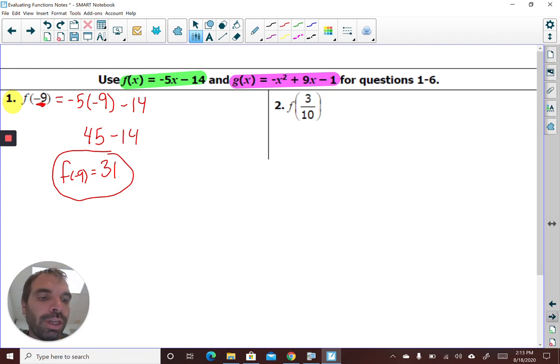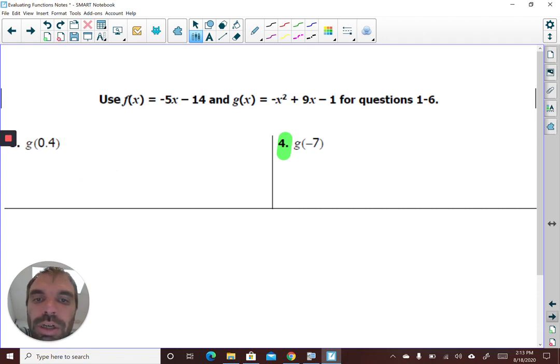Now we're going to take a few minutes. I'm going to let you try this one, g of negative 7. Hopefully you got through g of negative 7 and put your answer down. Let's see how we did. We'll go through this real fast.